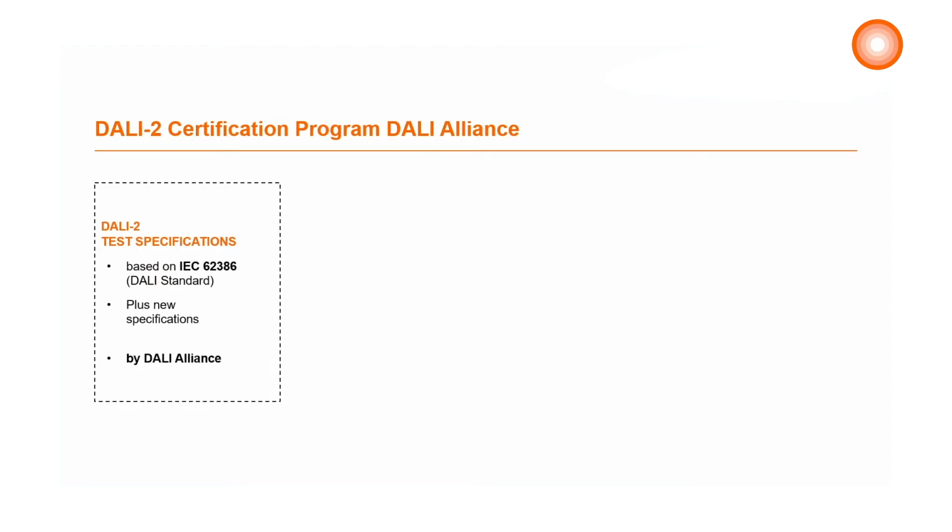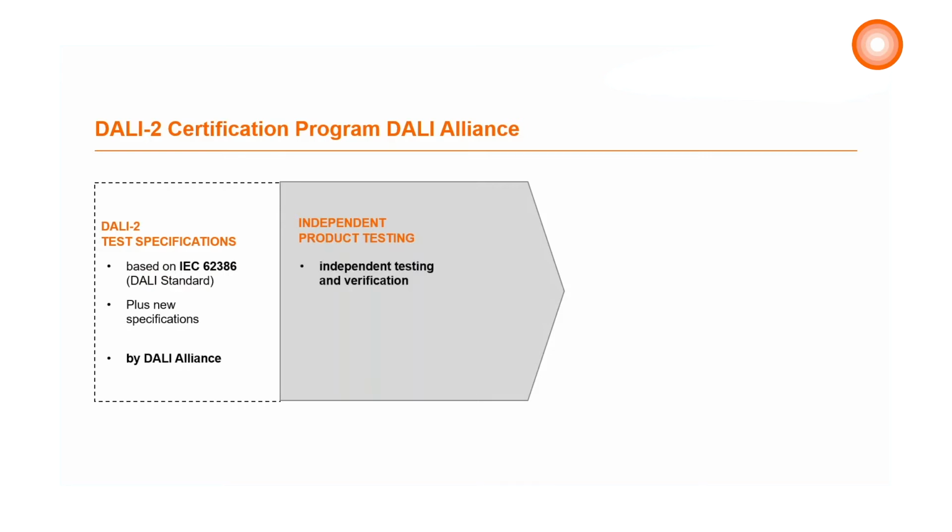Further on, important is the independent product testing. The independent testing and verification is done by the DALI Alliance, a so-called third-party verification. Only DALI Alliance members' products can be tested there. DALI version 1 product compliance is based solely on self-declaration. So DALI 2 tested and verified products have a third-party confirmation.